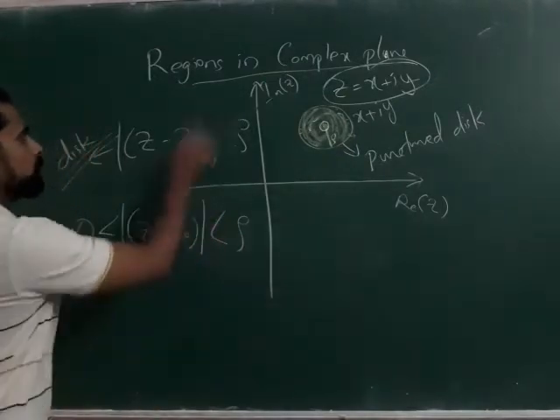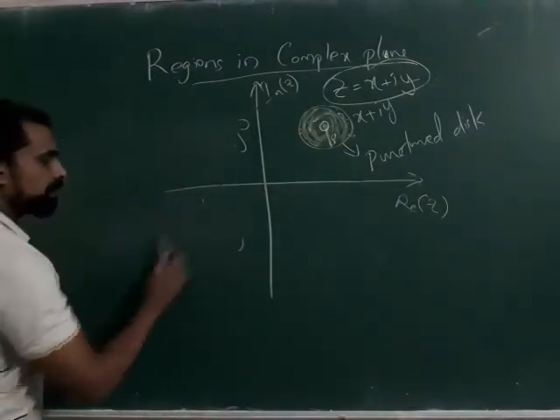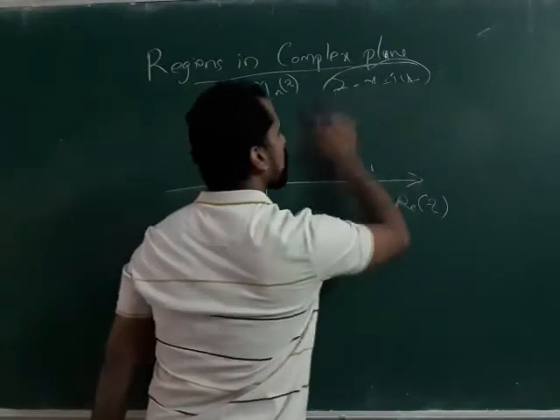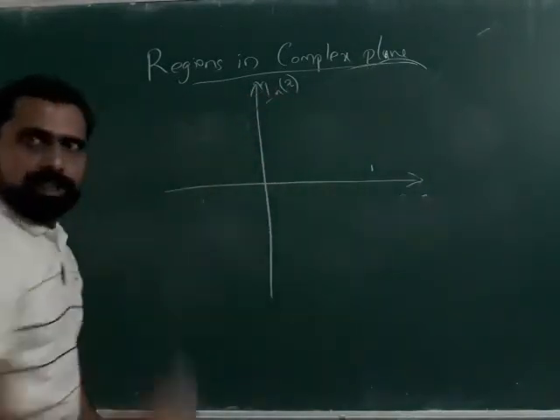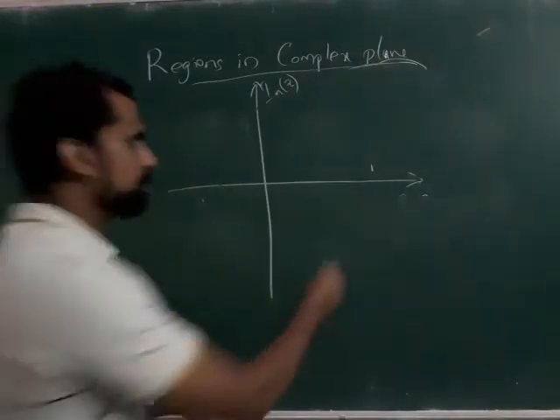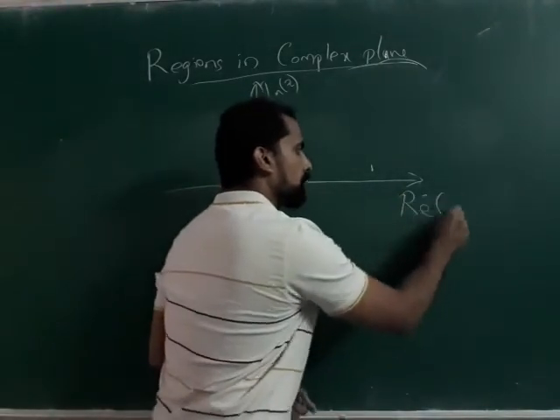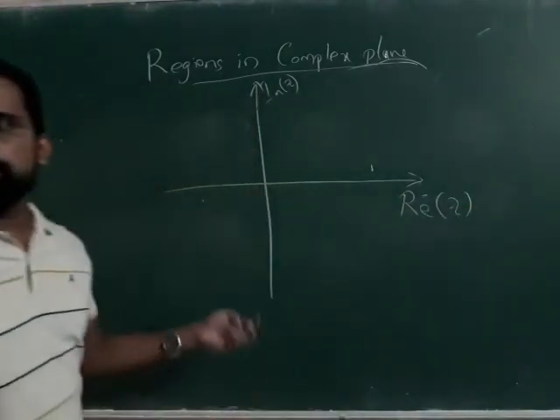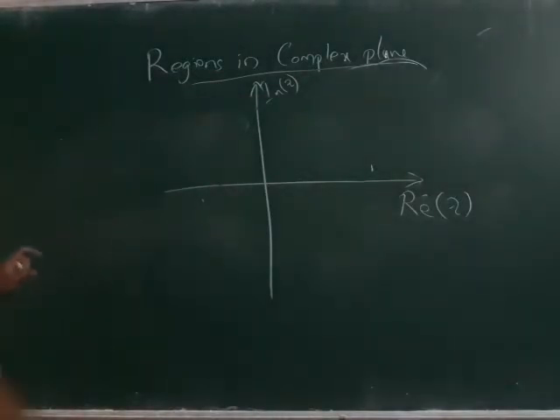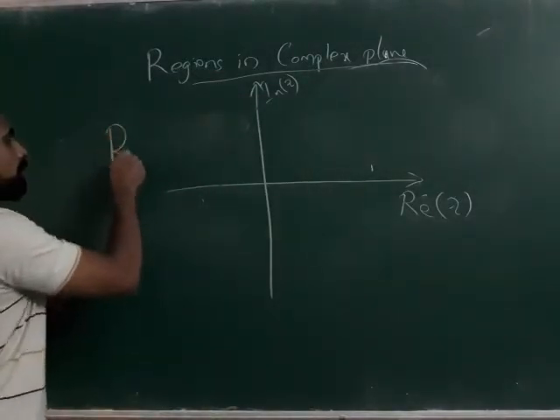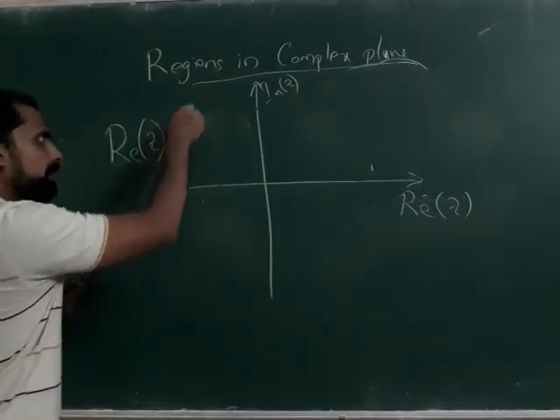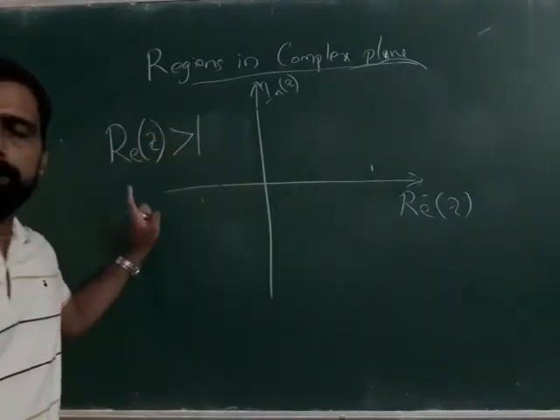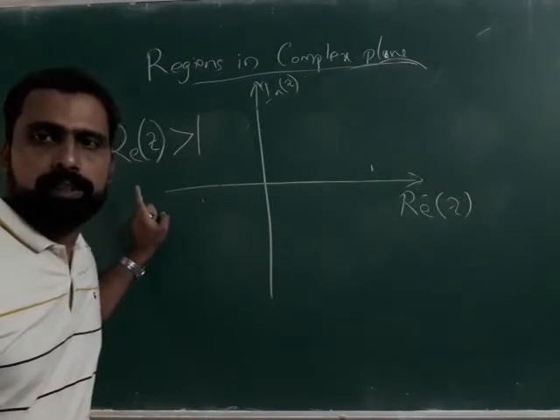Now we will go to different regions in a complex plane, and also you have to do a few of the homeworks at your home. So I will give you another example. Real z is greater than 1. How will it be? So this is your condition now.